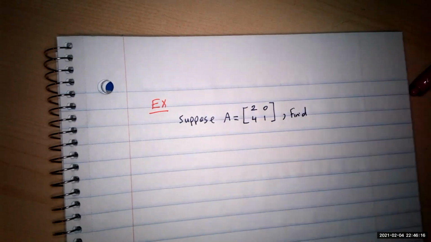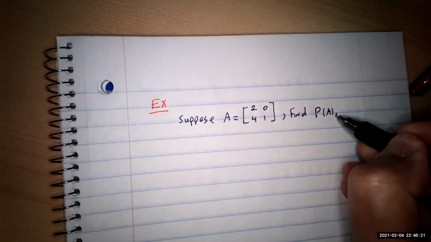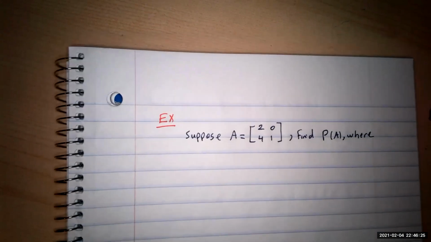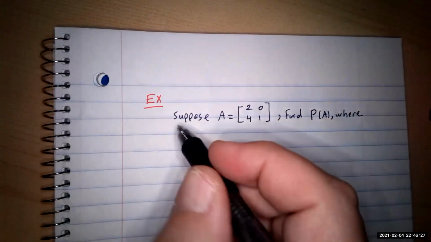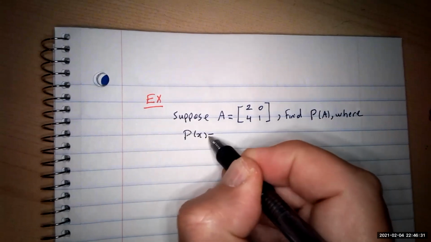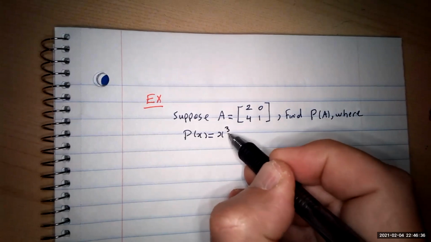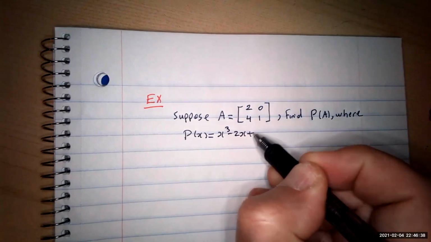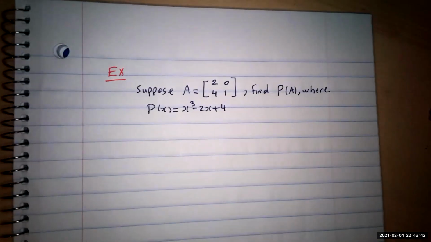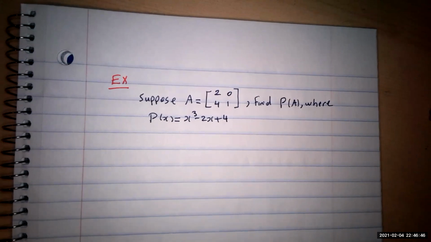P of A, where P is a polynomial of X. Find P of A when P of X is equal to X cubed minus 2X plus 4. You have a number of these types of problems. I just want to make sure that you know how to handle them.